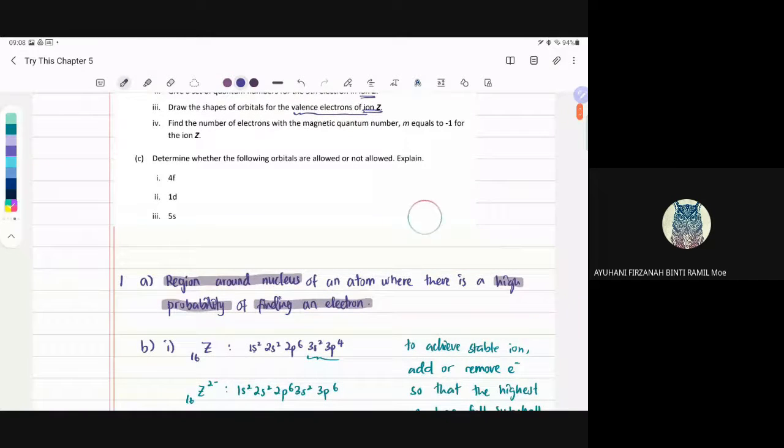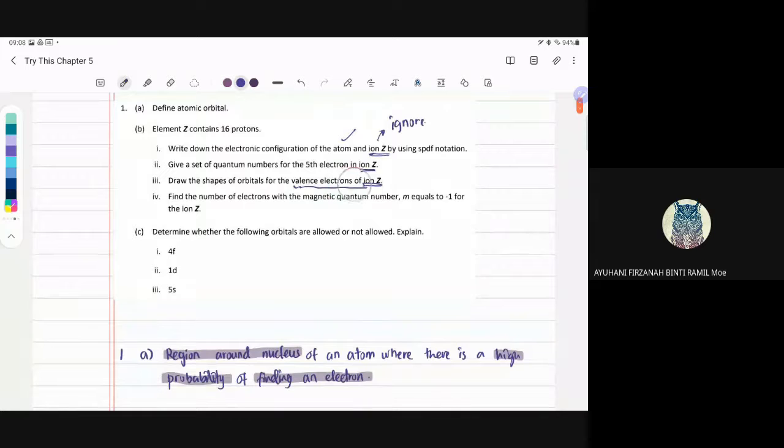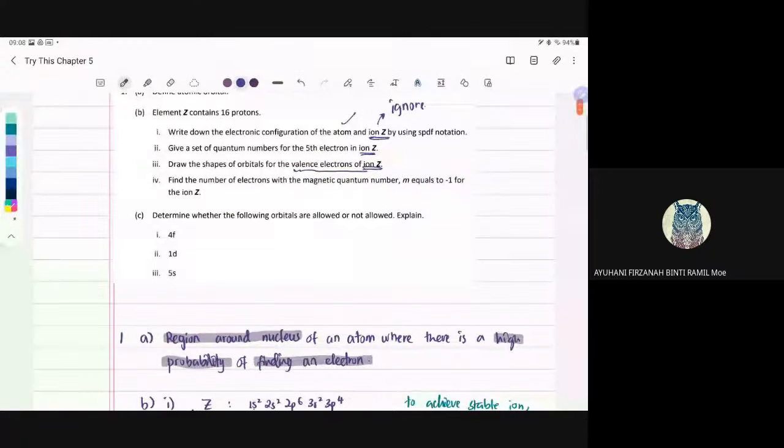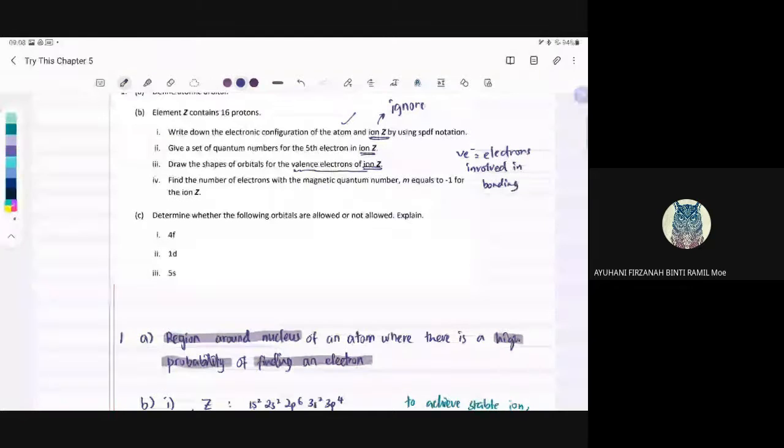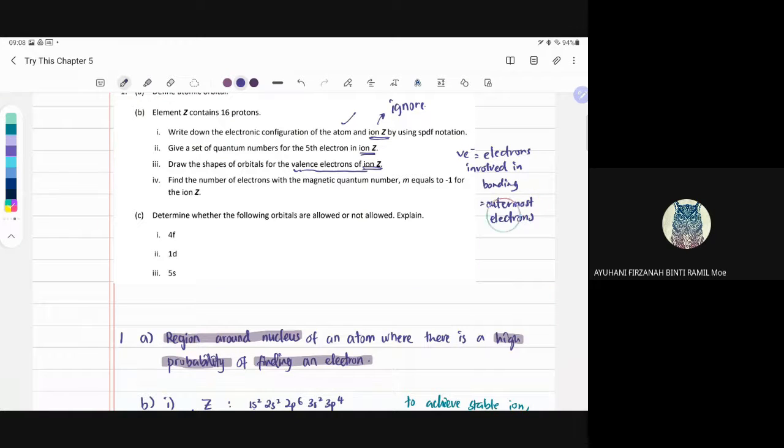But that's okay. Valence electron ni untuk saya cover je terus. So valence electron by definition, electrons involved in bonding. Bermaksud outermost electrons. So electrons yang dekat paling luar.